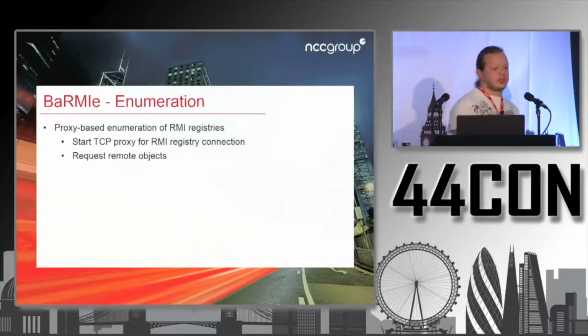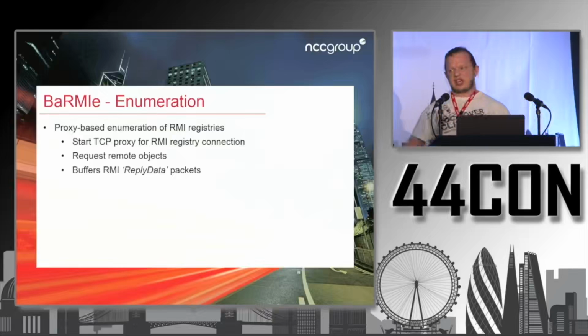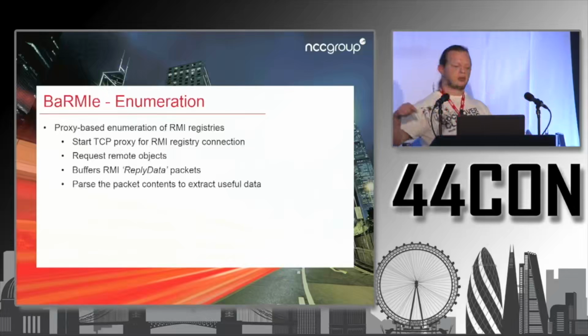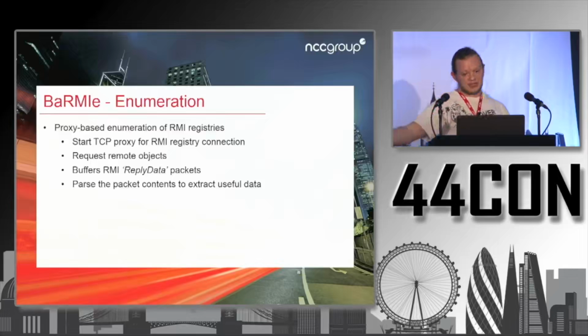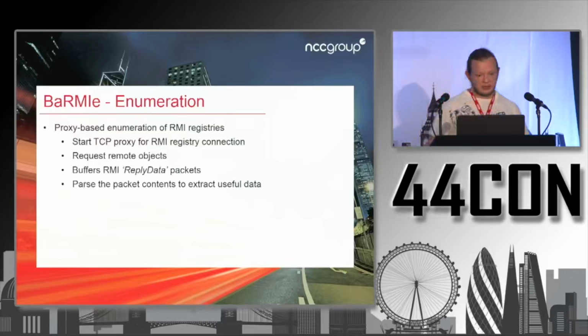We then get a list of objects that are exposed through that registry, and we start requesting them one by one. When the data comes back from those requests, sometimes there was quite a lot of data that came back for a single object, so we buffer that data that comes back. And when the call to registry.lookup returns, we grab that data, everything that's in the buffer, and we parse that and extract useful data. So the class names of the remote object, the IP address where it sits.